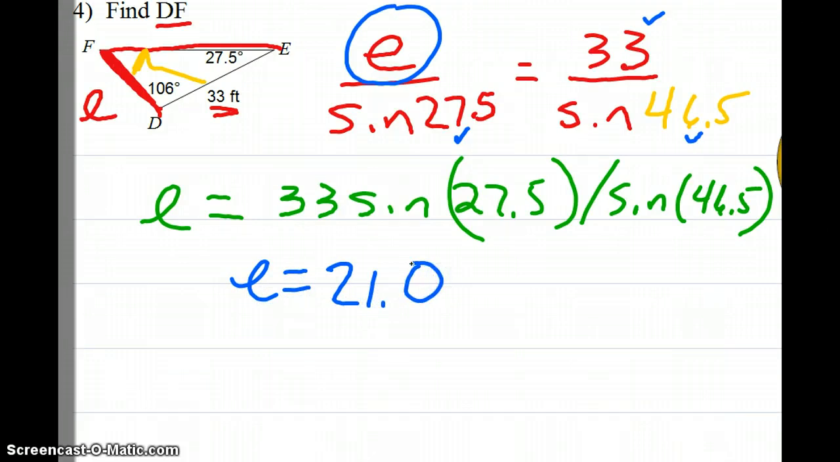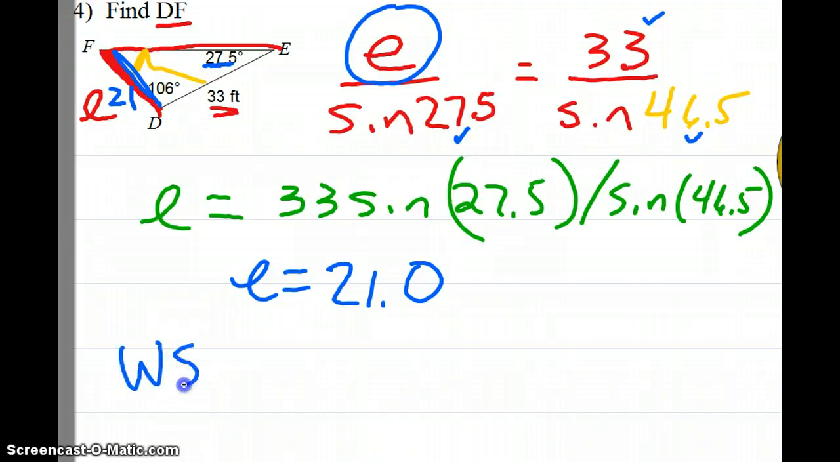Should E be pretty small? We're looking for side E as a 21, and that should be pretty small. Why? Because it's across from the smallest angle. So again, check your answers. Make sure you copy down your notes very well.